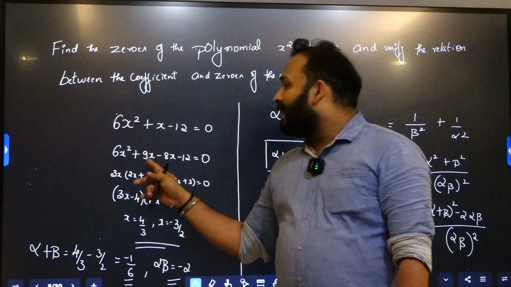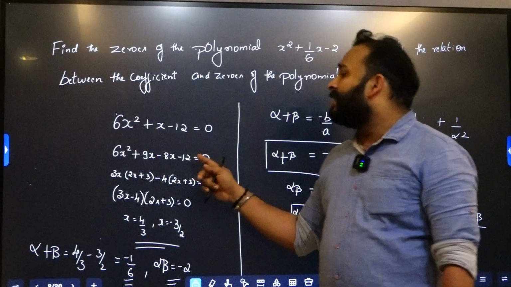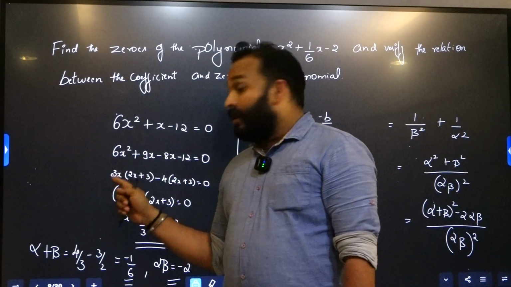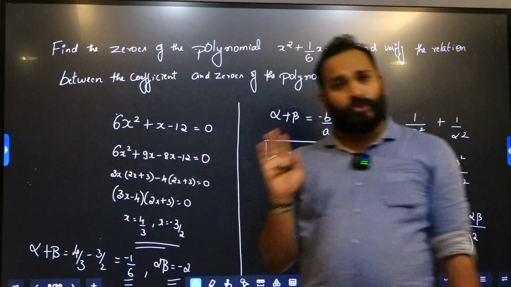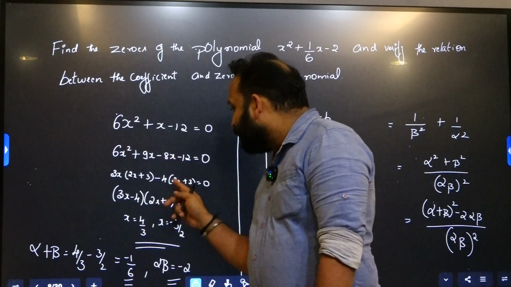Since this is positive, we take positive 9x and negative 8x. So 6x square plus 9x minus 8x minus 12 equal to 0. From these two you can take 3x common. It becomes 3x into 2x plus 3. Yes or no, children? Yes. Minus 4 common from the next two, minus 4 into 2x plus 3.